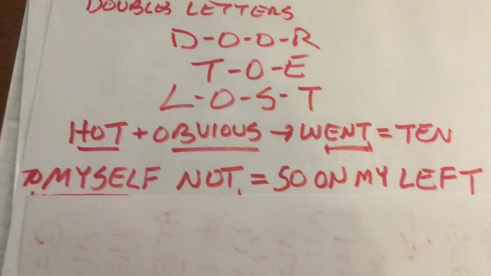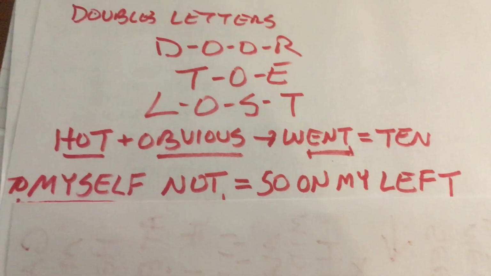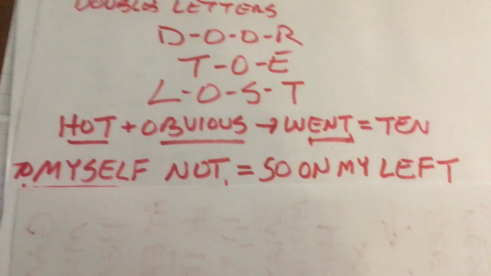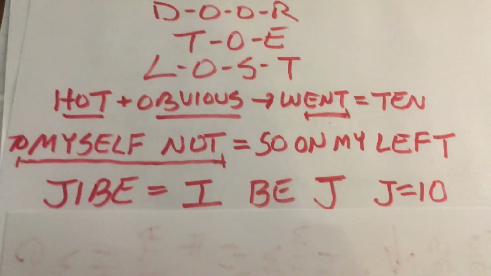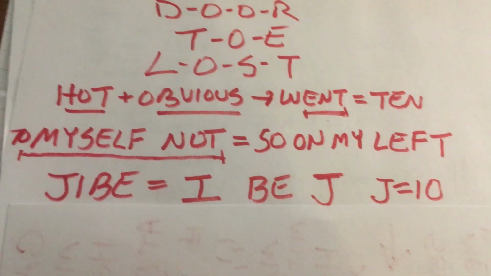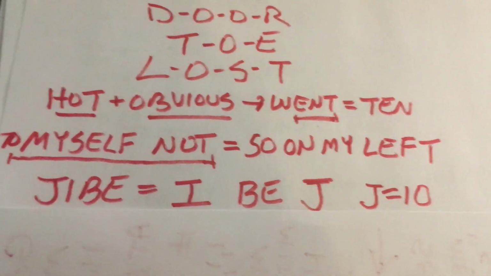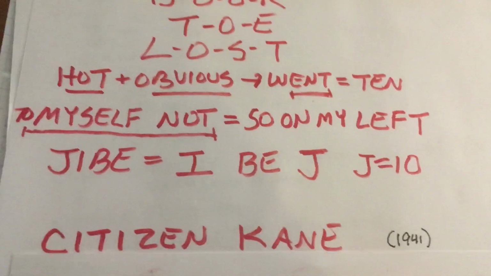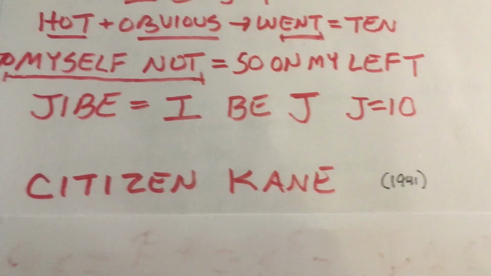You also have the expression, it says to myself, not in the text. And that's an anagram for so on my left, which would be room 10. You also have the word jibe, which can be respelled I-B-E-J, I-B-J, or the answer is J10. IB10 is the answer. Oh, and some more stories you should have seen.